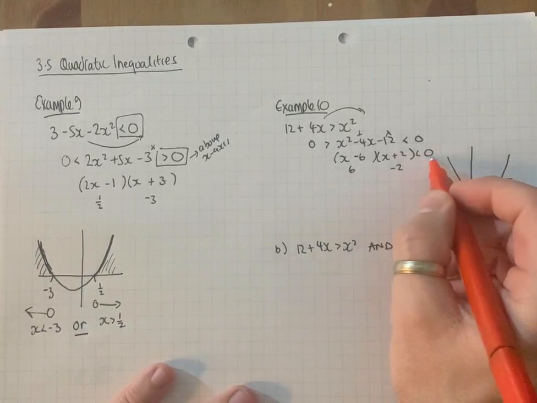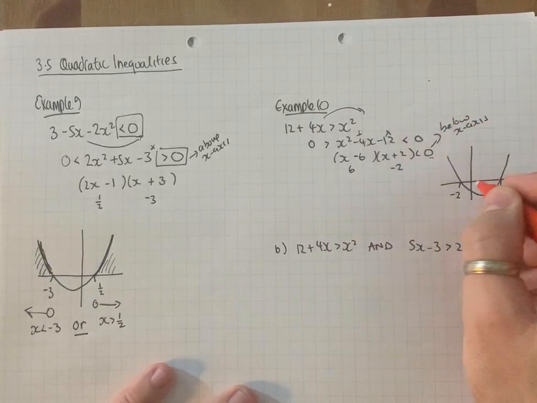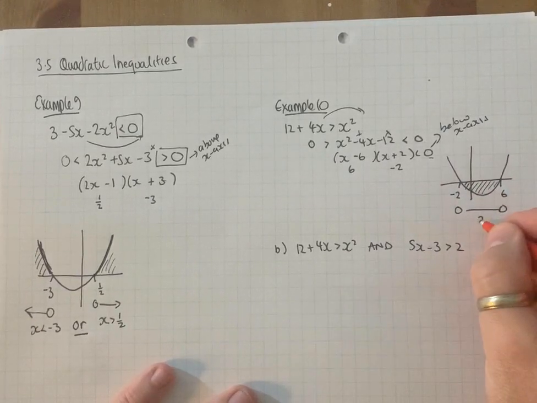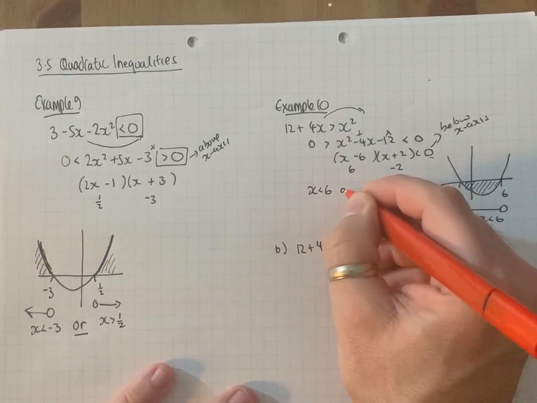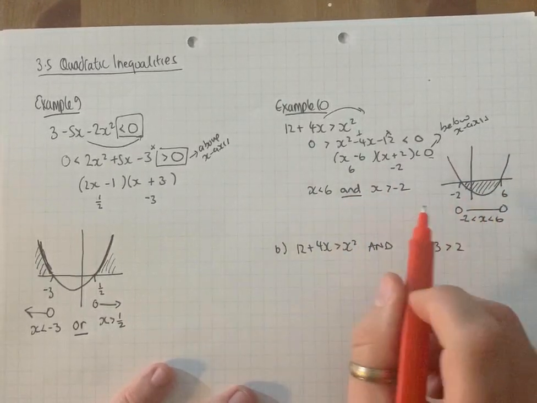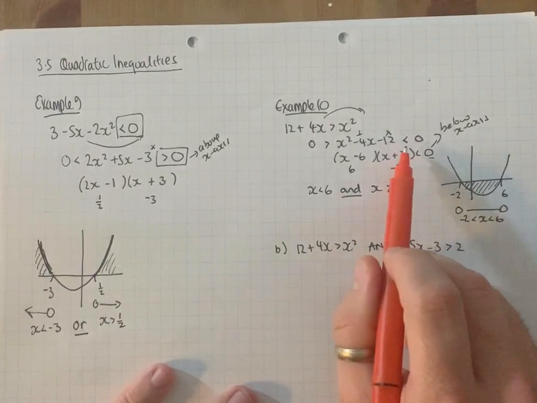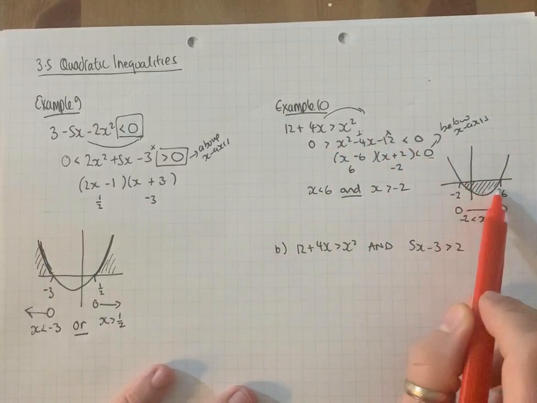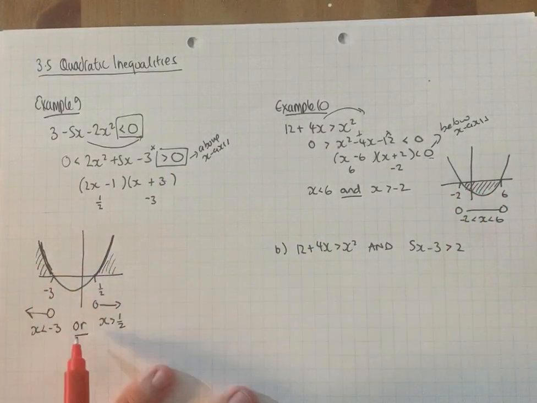But this time we want when it's less than 0, and that means below the x-axis. That's here. So it's between minus 2 and 6. Or you can write it separately: x is less than 6 and x is greater than minus 2. Either's fine, but you do need to use the word and if you're not combining it. So remember, when you've rearranged it, so you've got a positive x squared and the other side 0, if it's less than 0, you're looking for the section where it's below the x-axis. If it's bigger than 0, you're looking for the sections where it's above the x-axis. That one you'll need an or.